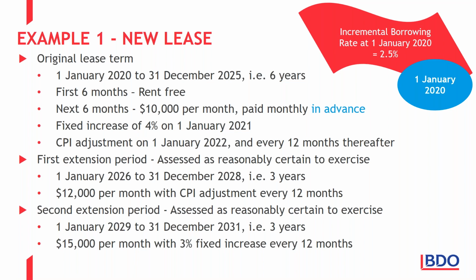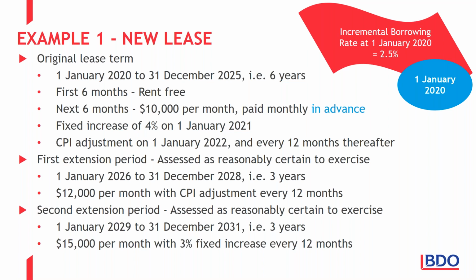So it's 6 years. For the first 6 months, it's rent-free. Then for the next 6 months, we are paying $10,000 per month and it's paid monthly in advance. We've got a fixed increase on the 1st of January 2021, a fixed increase of 4%, so that's a year later. And then from the 1st of January 2022, right till the end of that original lease term, we have a CPI adjustment.